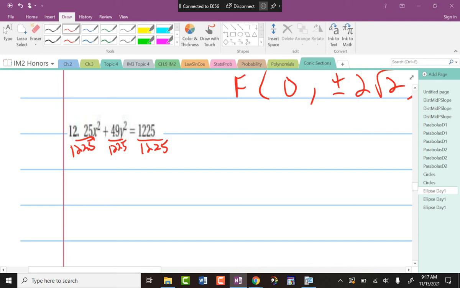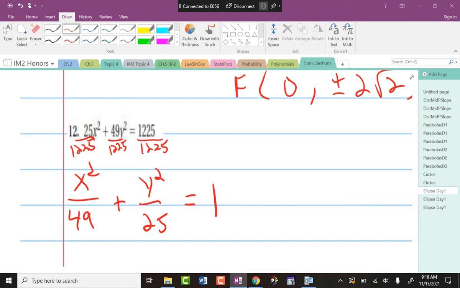25 goes into 1225 conveniently 49 times. So therefore, 49 goes into 1225 conveniently 25 times. So this becomes x squared over 49 plus y squared over 25. This must equal 1, so we can compare and look at the x and y axis radius separately. Also, this is not a circle because these two numbers in front of the squares are different. When I divide, then I get different radii values. It's really simple to graph an ellipse.